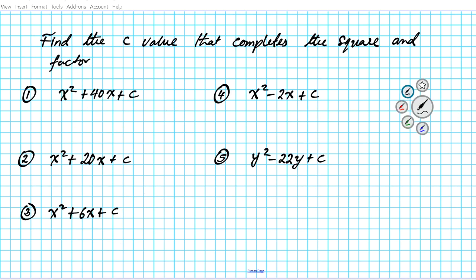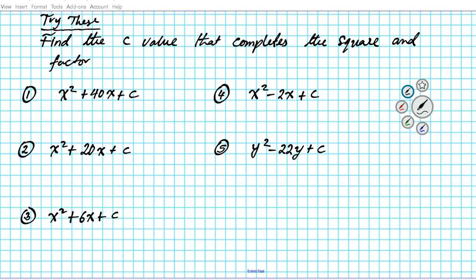All right, it's now time for you to do some practice problems. What we'd like you to do is try out these problems right here. The instructions are the same as before: find the c value that completes the square and then factor. Go ahead and pause this video presentation at this time. Try out these 5 problems. When you're done, click on the play button and we are going to show you what the answers are.